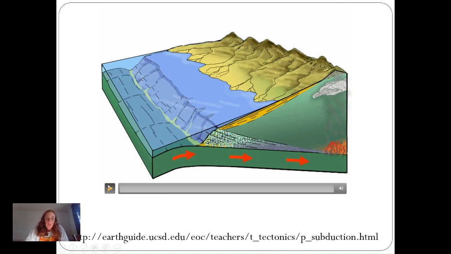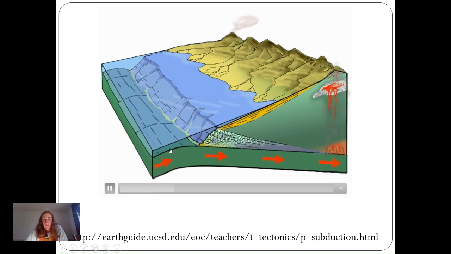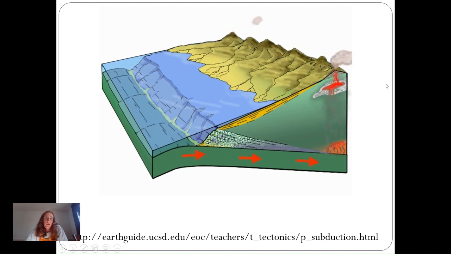So if you're having trouble visualizing it, here's an animation for you. We have a continent, we have the ocean, and we have the ocean going underneath the continent. As it does so, it heats up, it melts. That lava or magma will rise up to the surface, and then you get these volcanoes, the Andes Mountains, that will erupt on the coastline of South America.